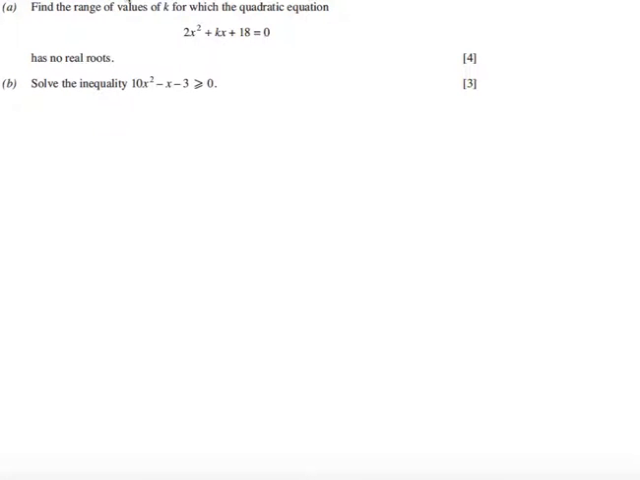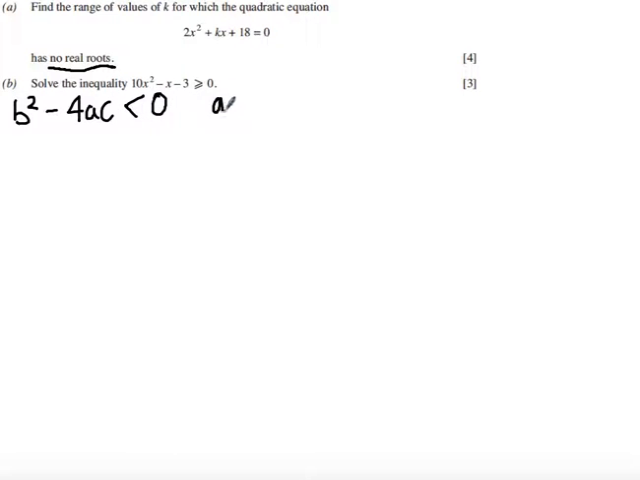Find the range of values for k for which the quadratic equation 2x squared plus kx plus 18 equals 0 has no real roots. I've underlined no real roots here because that links us to the discriminant and the property that b squared minus 4ac will be less than 0 if there are no real roots.